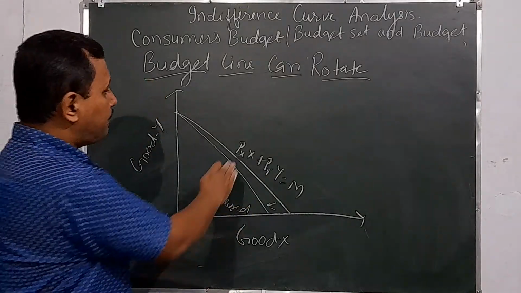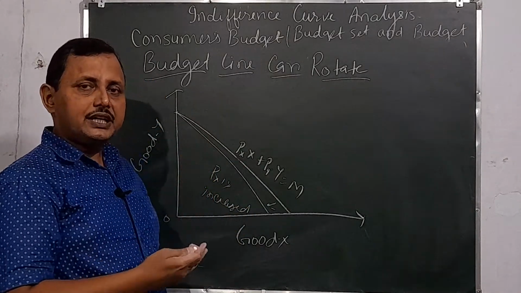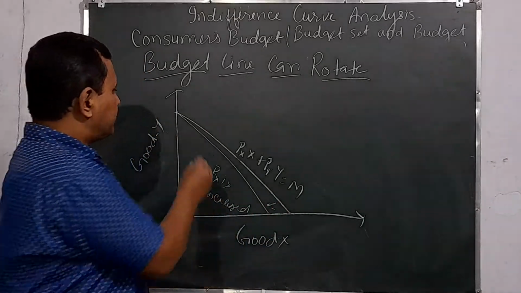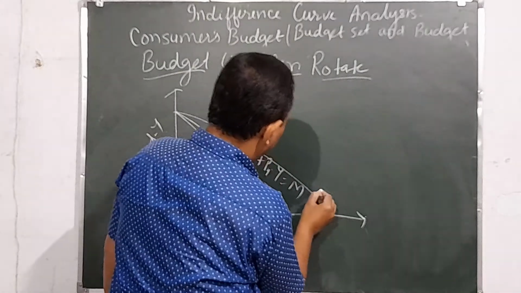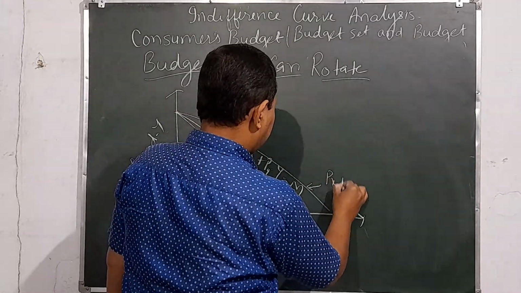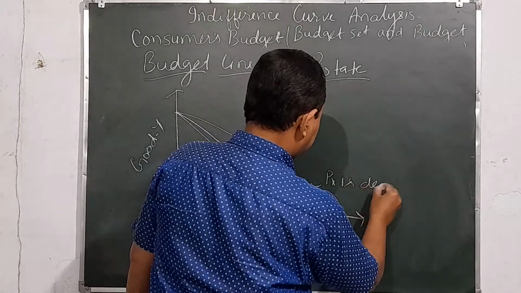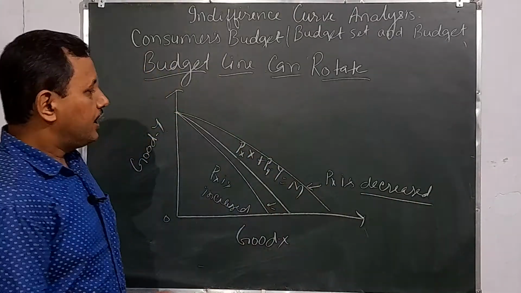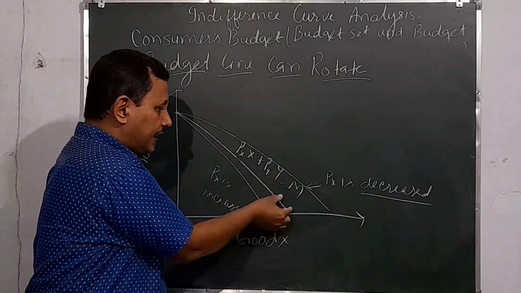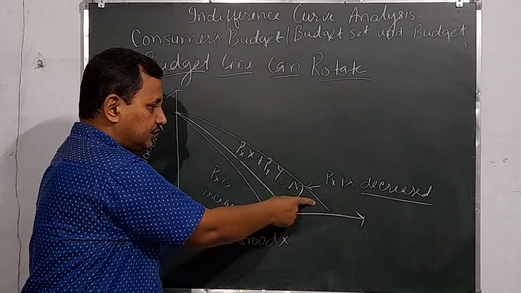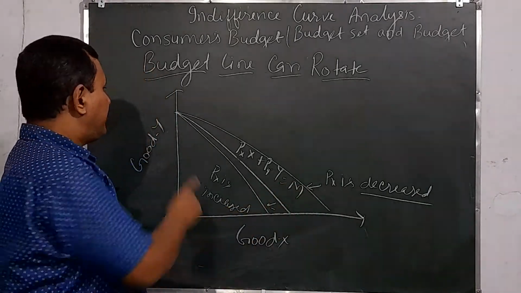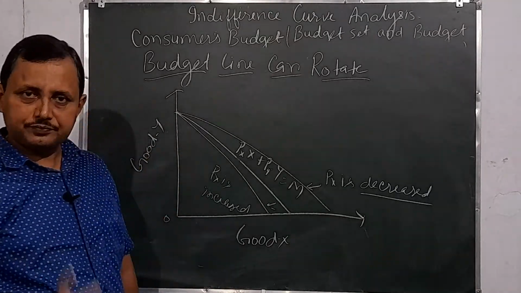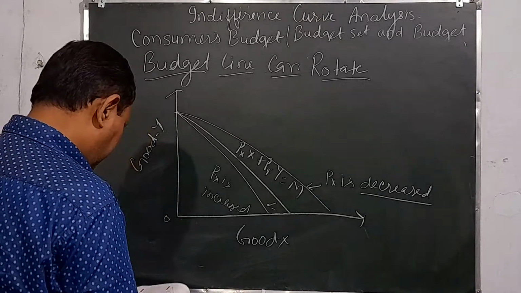Clear? Second case, if Px is decreased, within the given budget, the consumer can purchase more quantity of good X. So in that case, the budget line will shift forward. If Px is decreased, the budget line will rotate, and on the x-axis it will shift forward, whereas there is no change in the quantity of good Y purchased by the consumer. Clear? Similar is the case for good Y.